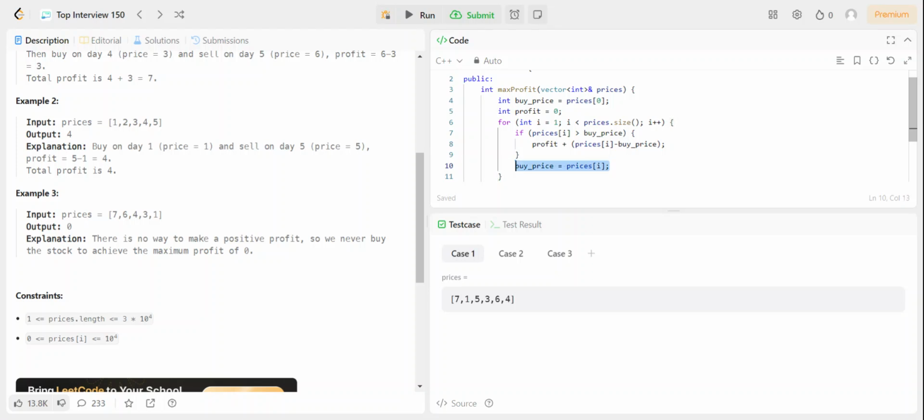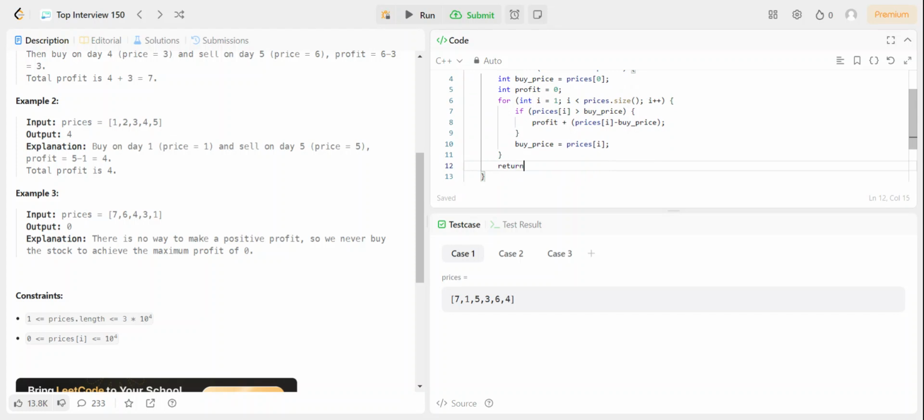Because at every point, our profit can only go up because our prices need to be larger than the buy price, and the buy price is changing. For profit, it can only go up. And for our buy price, we have to consider every price on every day because we can make a profit. After we go through this loop, we return our profit.